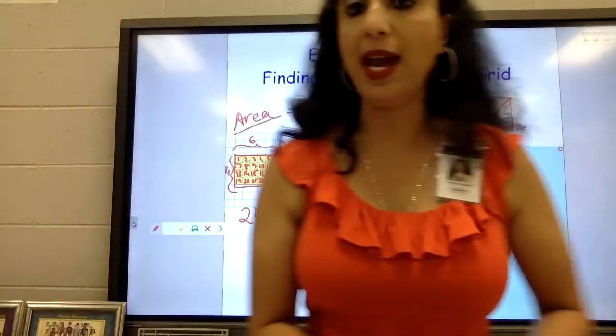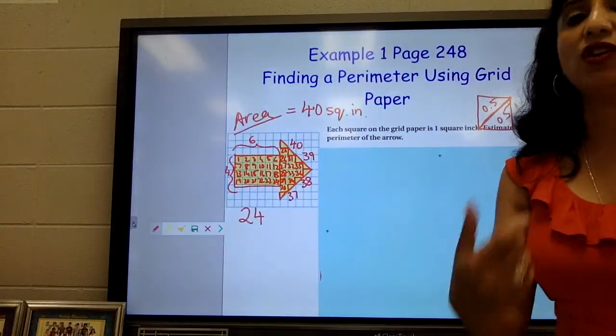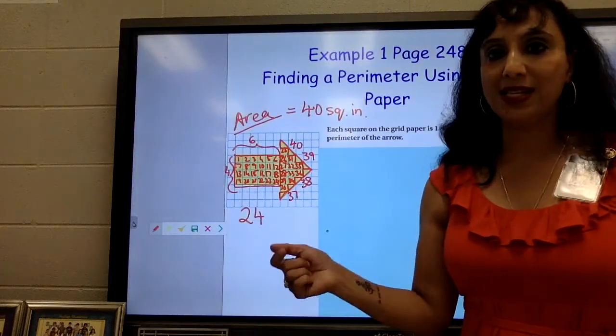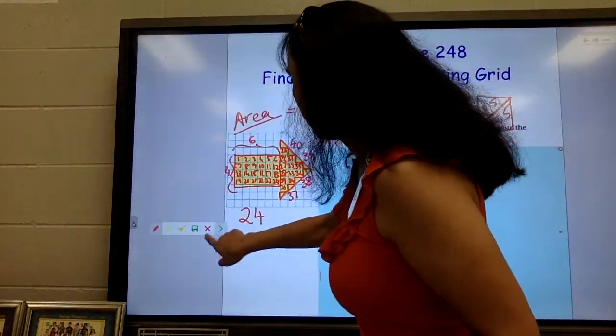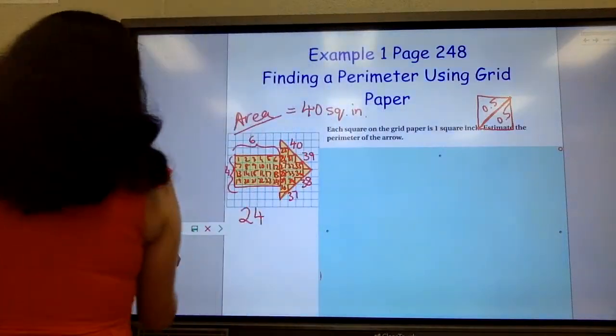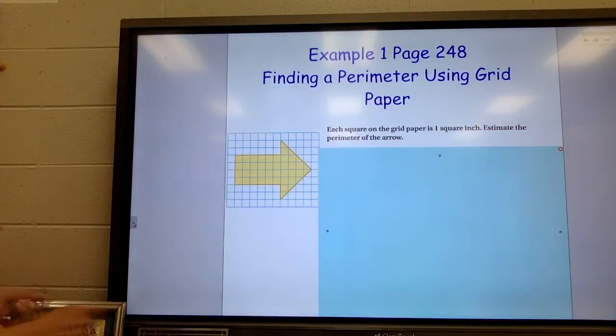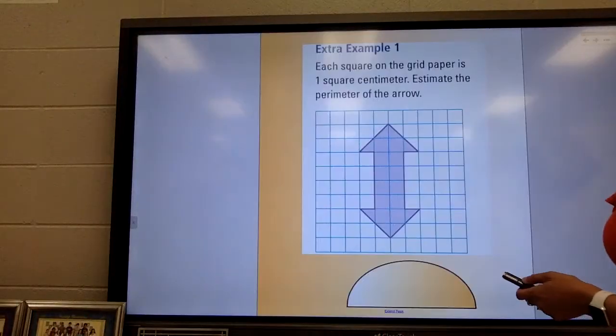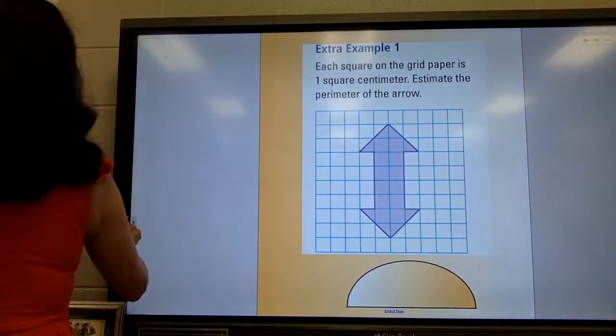Area is going to be 40 square inches of this shape because you are counting the number of square units inside a shape. Okay, I'm just going to do another one really quick and then we move on to the distance and the plotting. So, all right, let's go to the next one. Let's do this one really quick.